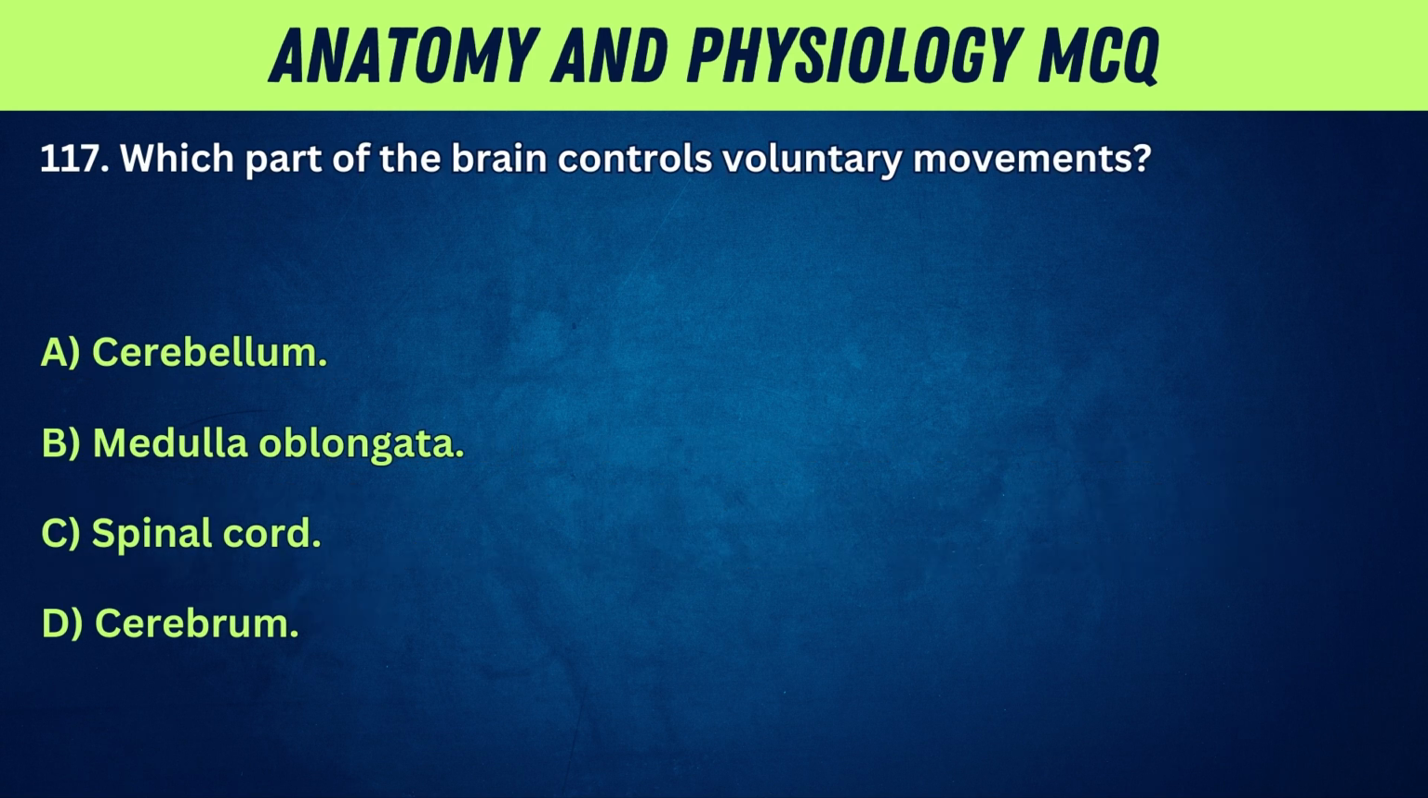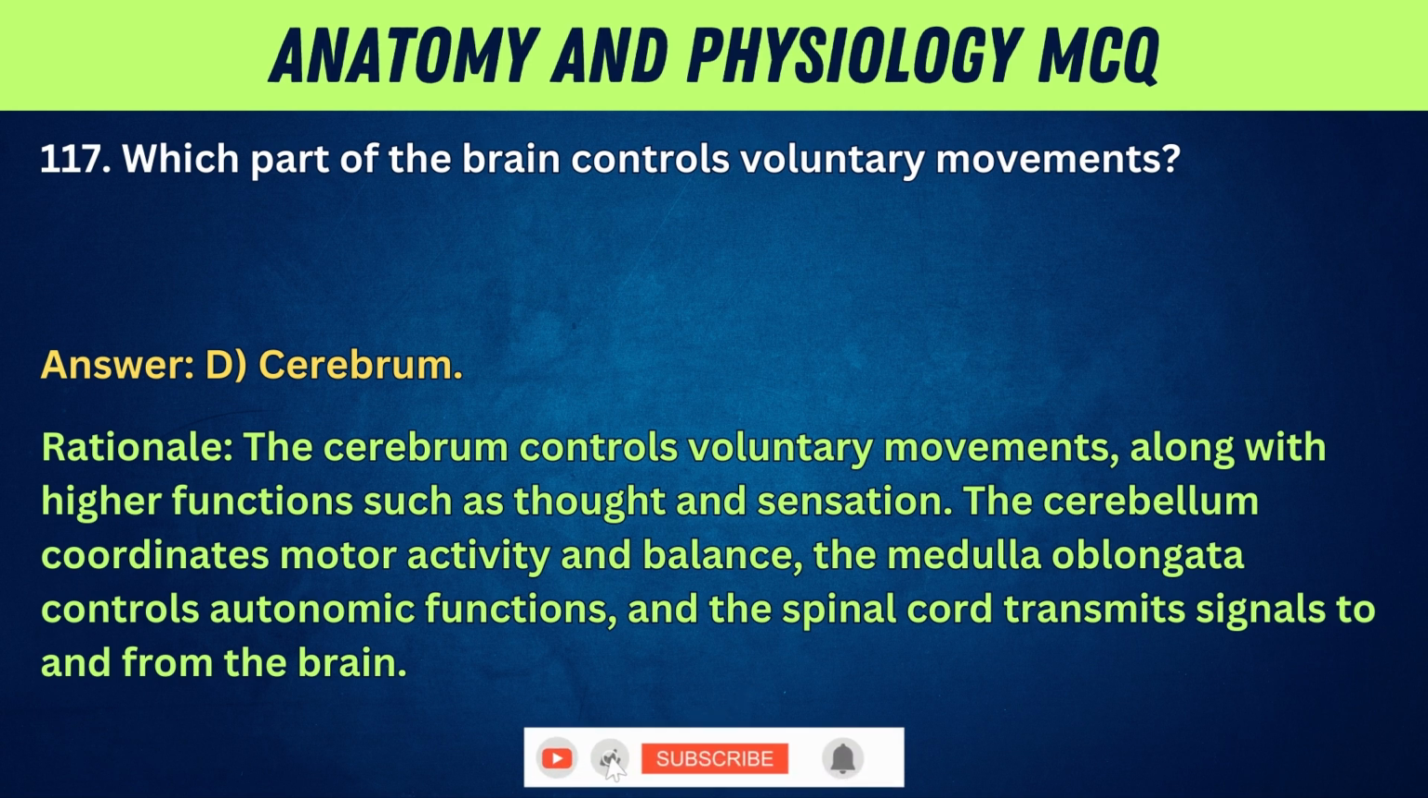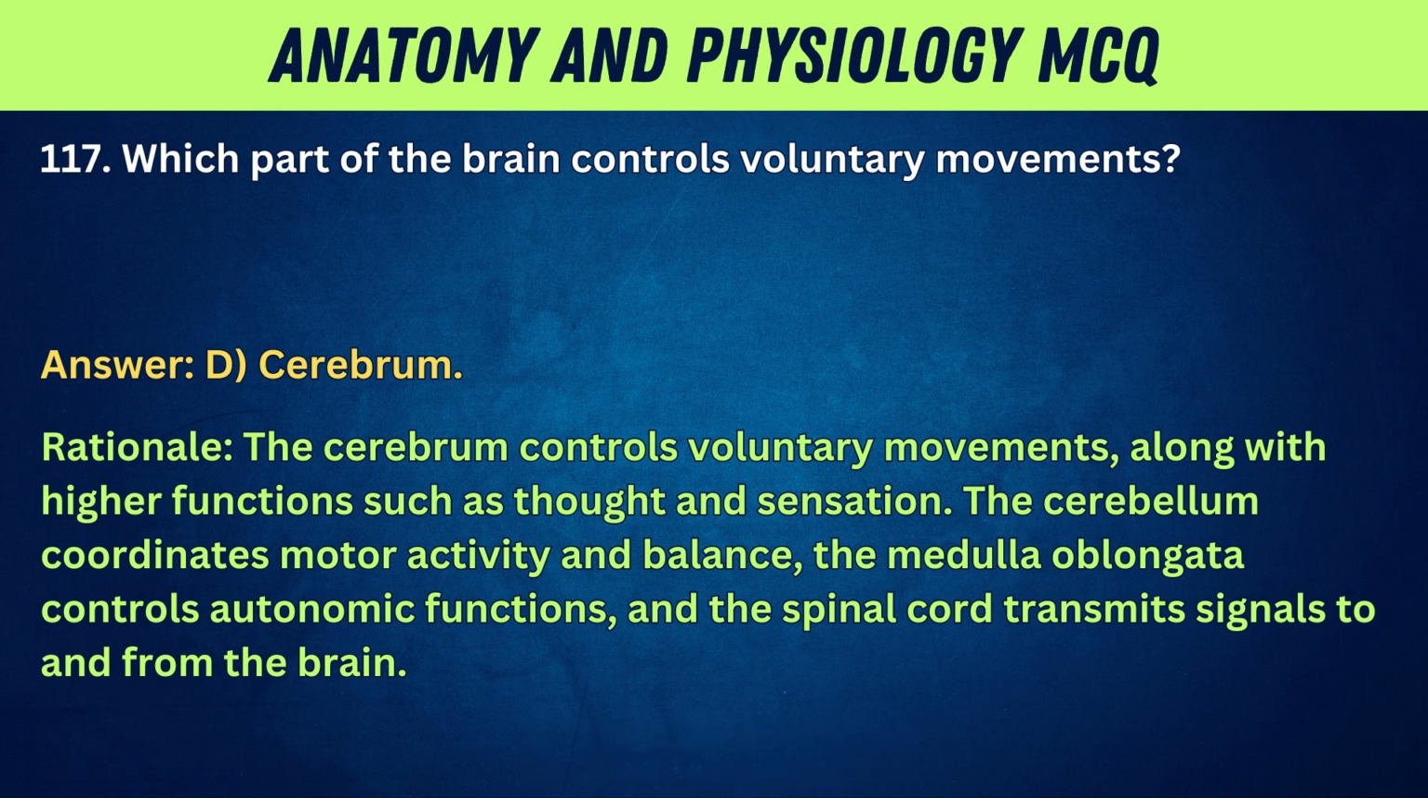117. Which part of the brain controls voluntary movements? A. Cerebellum. B. Medulla oblongata. C. Spinal cord. D. Cerebrum. Answer. D. Cerebrum. Rationale. The cerebrum controls voluntary movements, along with higher functions such as thought and sensation. The cerebellum coordinates motor activity and balance. The medulla oblongata controls autonomic functions, and the spinal cord transmits signals to and from the brain.